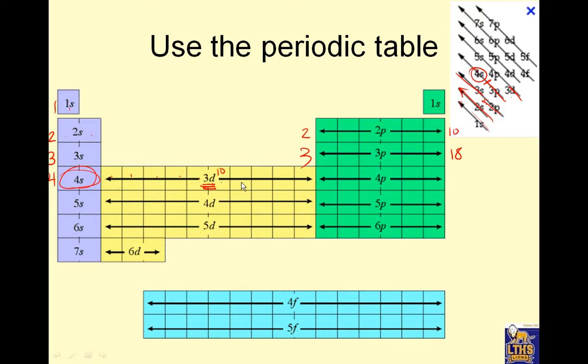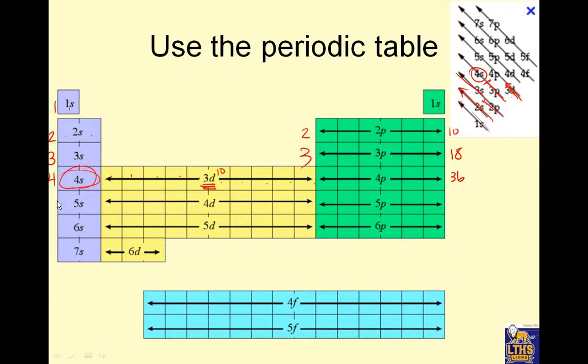1, 2, 3, 4, 5, 6, 7, 8, 9, 10. Coincidence? No. Totally what we're talking about here. So then 3D can hold up to 10. And after 3D, we come back to the fourth. We're still in the fourth row. And you go here, and then we get up to 36 electrons by the time we get to there.